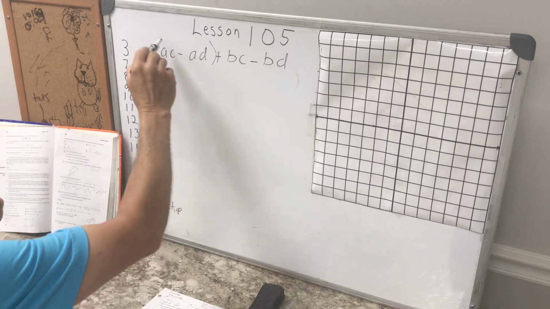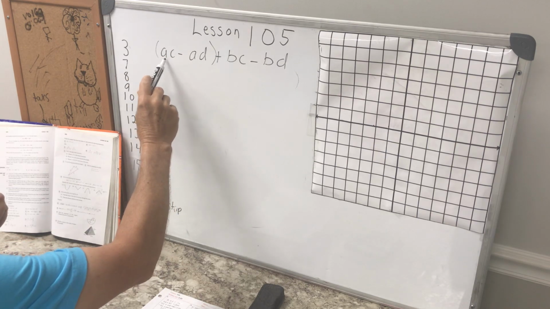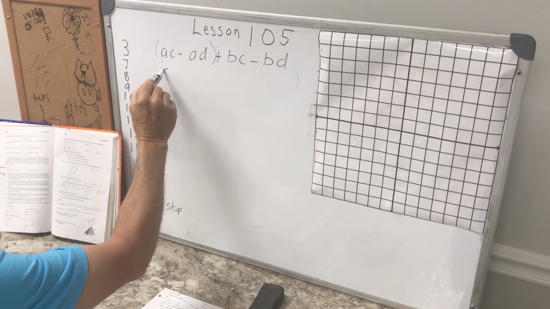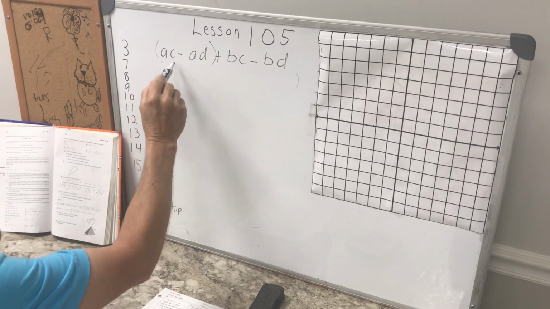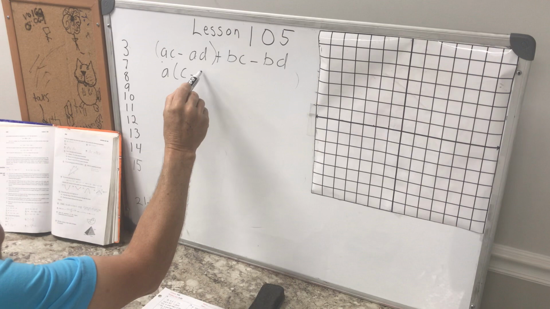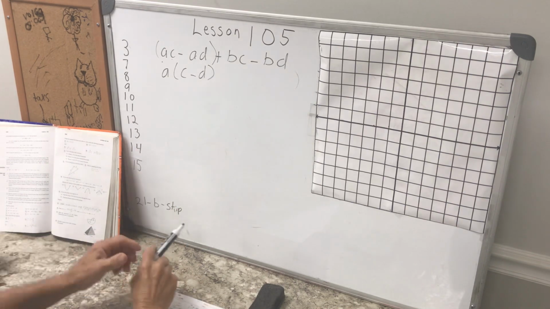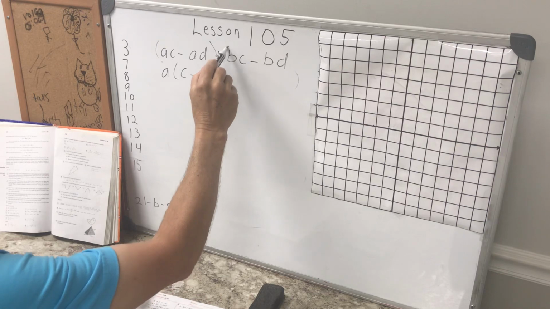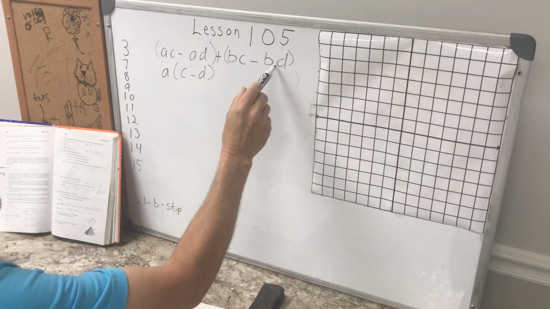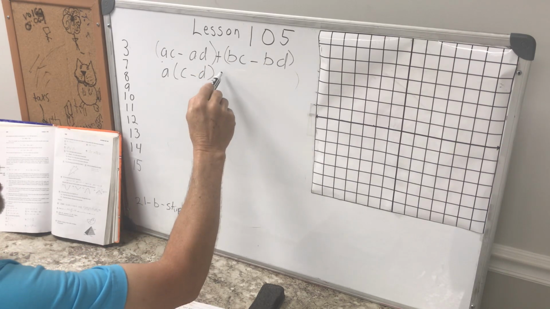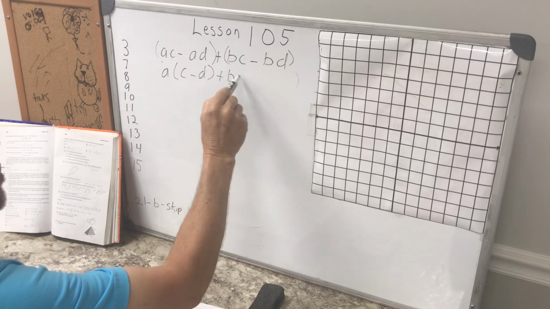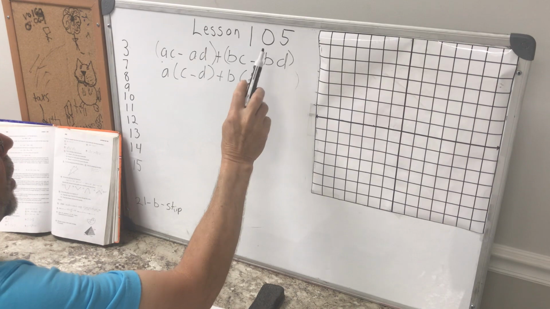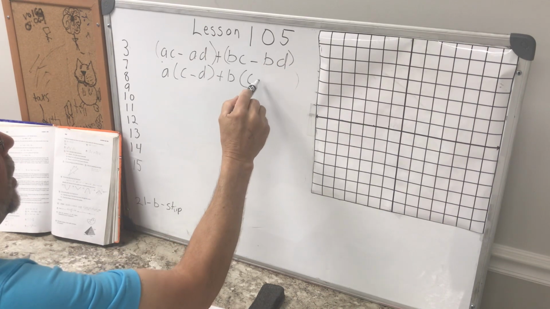So in other words, we're going to group these 2 together. If we factored something out of these 2 terms here, we could factor out an A. Do you see that? And what's left is C negative D. Is that clear to you? Then we go over to these 2 right here, and we can factor out a positive B, and we end up with C negative D.